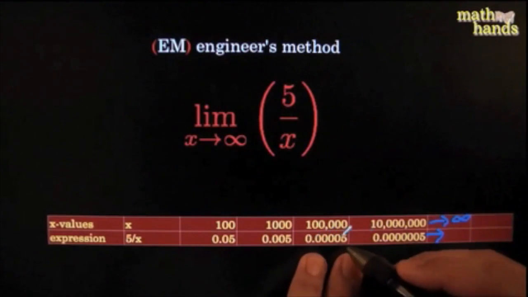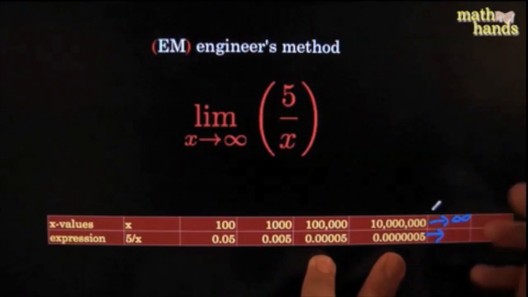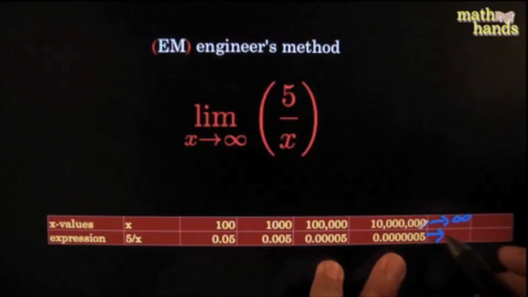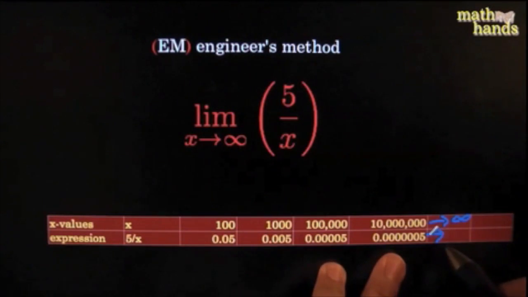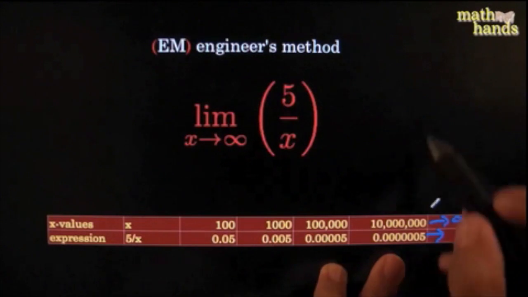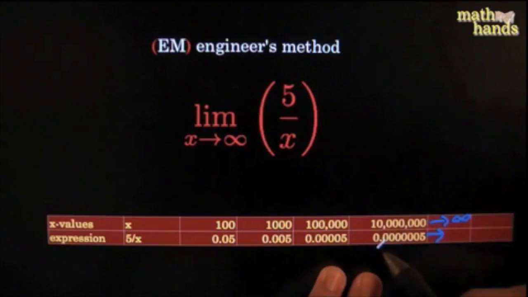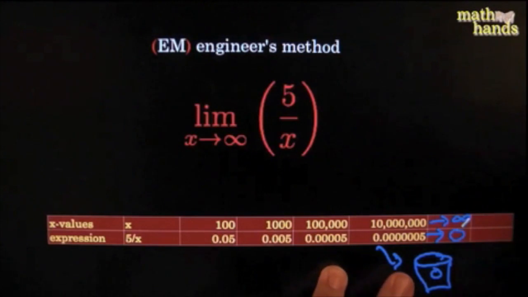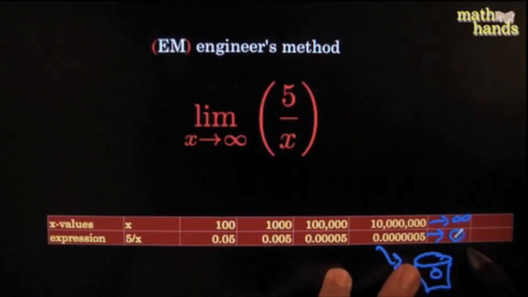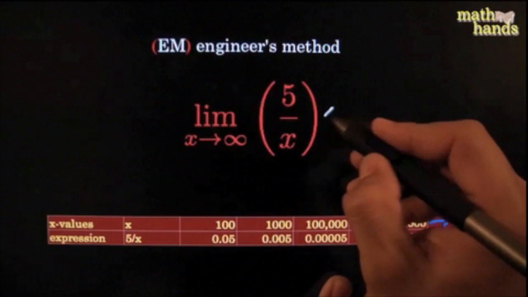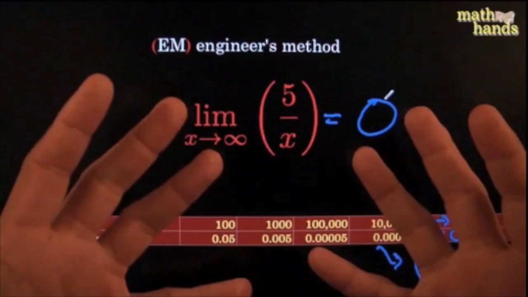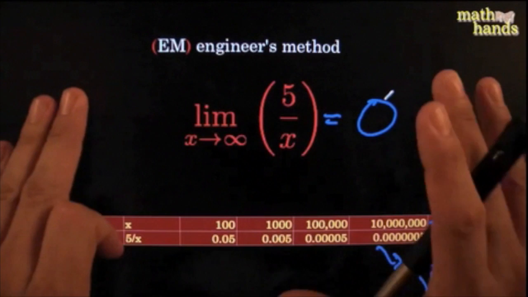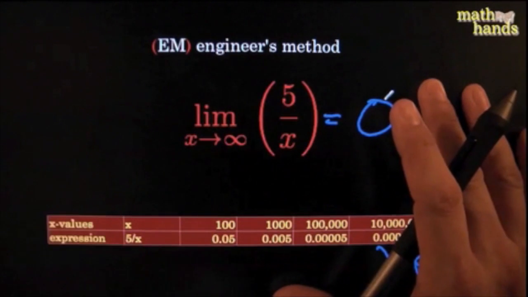This expression is getting closer and closer and closer, and it might get there, it might not, depending on whether you go all the way to infinity or not, but it seems to be getting closer and closer to one famous bucket. It's getting closer and closer to, of course, the zero bucket. So we will call this limit 0. The best prediction is 0, and so we say this limit is equal to 0. And there, you're done with your first limit using the engineer's method. That wasn't too bad, right?